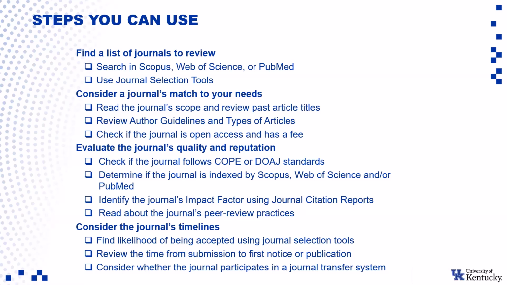Then you evaluate the journal's quality and reputation. You can check the journal for COPE and DOAJ standards. Determine if it's indexed in PubMed, Web of Science, or Scopus. Identify the journal's impact factor using Journal Citation Reports. Then read about the journal's peer review practices. Finally, consider the journal's timelines: find the likelihood of it being accepted using the journal selection tools, review the time from submission to first notice or publication, and consider whether the journal participates in a journal transfer system. All of these things can be taken into account when you're trying to identify a journal for publication.